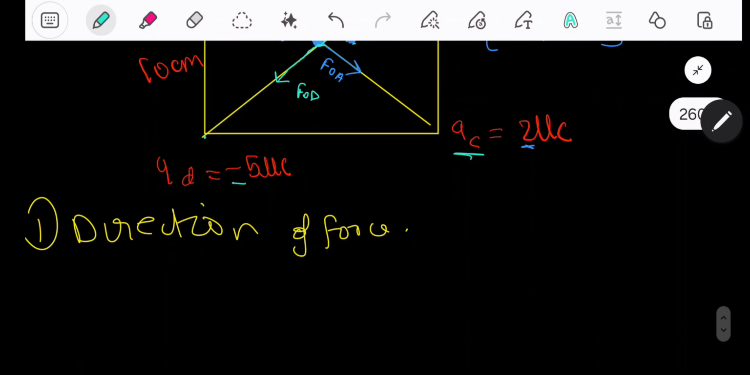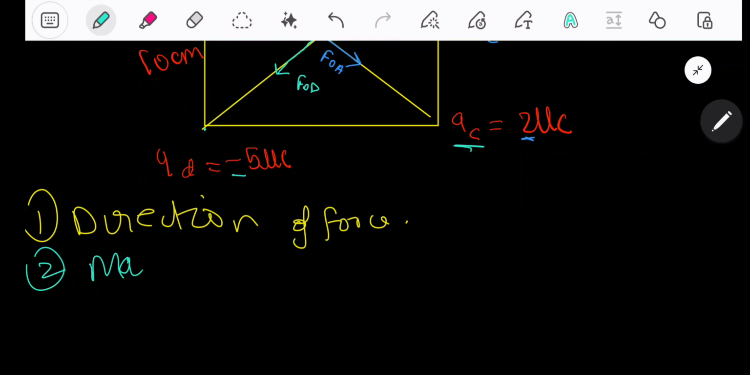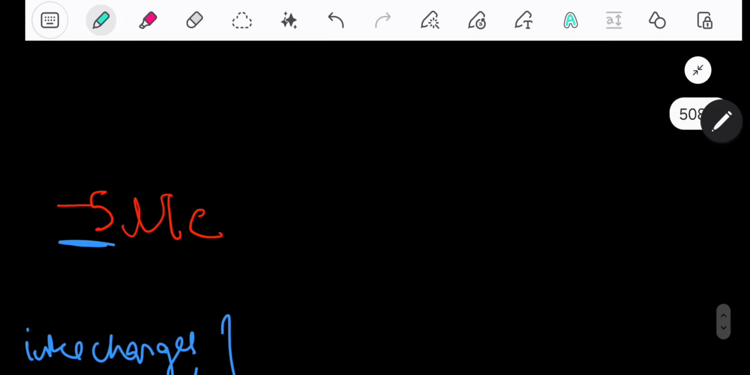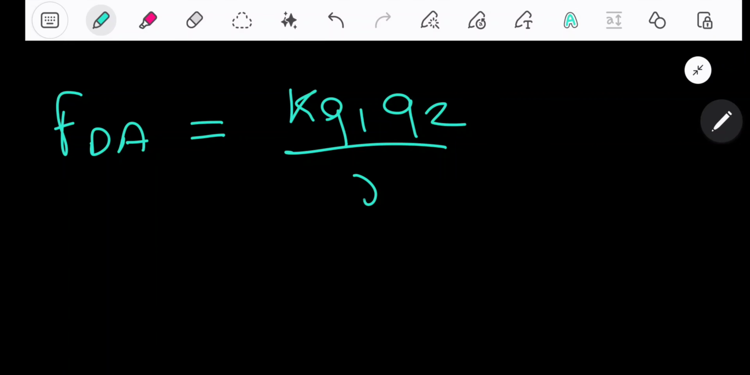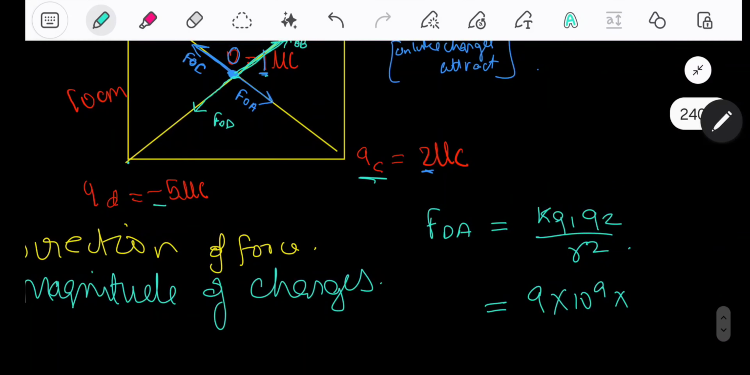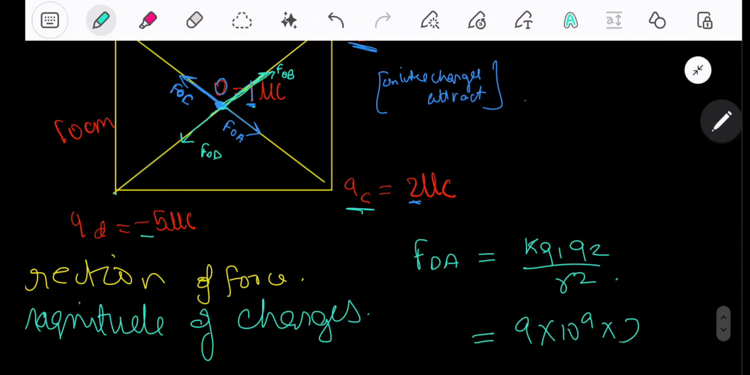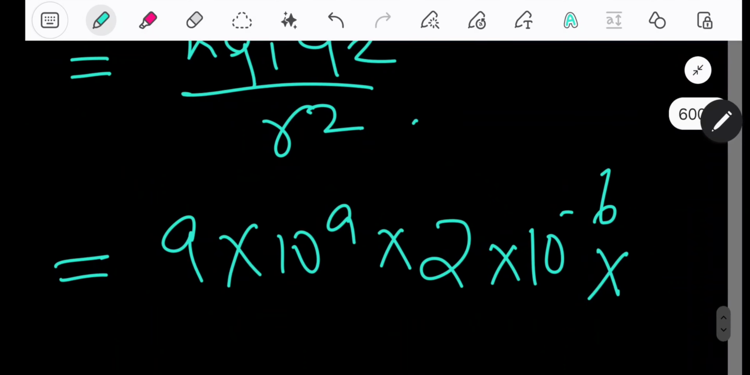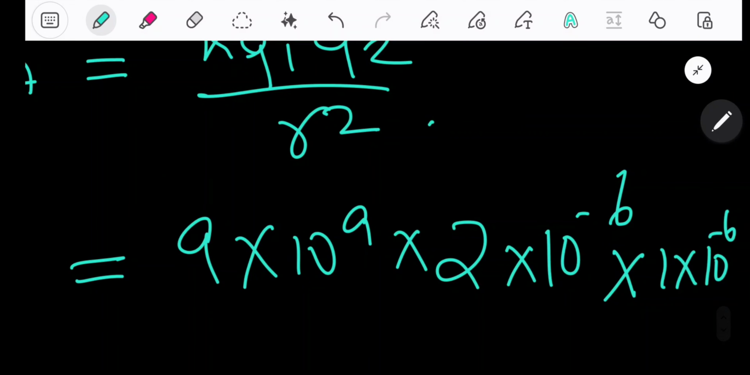Now let us find the magnitudes. Your second step is the magnitude of the forces. So let us find the magnitude of each force. First, let's find the magnitude of force on O due to A. K Q1 Q2 by R square. Now, what is K? 9 into 10 raised to 9, into Q1. What is Q1 over here? On A, right? So Q1 is 2 into 10 raised to minus 6 because it's microcoulomb, and then 1 into 10 raised to minus 6. Alright, this is how you find it.